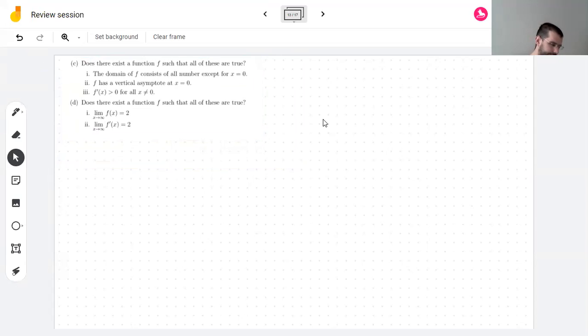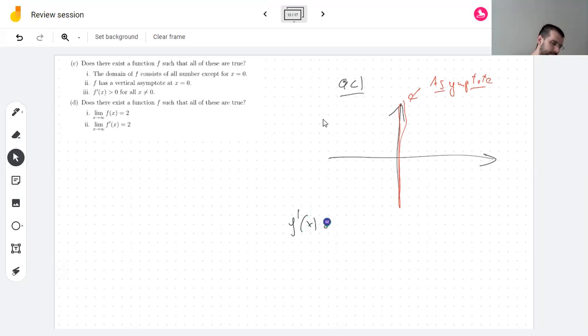So 9c. Is there a function that is defined in all numbers? I don't know who wrote this, someone who doesn't speak English very well. It has domain, it's defined everywhere outside of 0. It has a vertical asymptote at x equals 0. And the derivative is positive, meaning that f has to be increasing always. Well, if it has to be increasing, it better approach positive infinity this way.